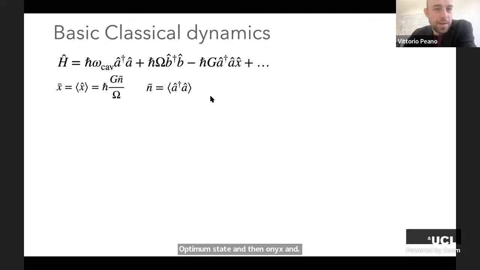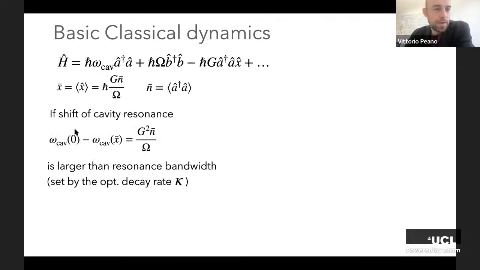Okay, this is historically also one of the first things that has been observed in a very pioneering experiment that I will cite later. So the idea is that, as I mentioned, if I shine light on my optomechanical system, this creates a number of circulating photons in the cavity. Since I have this circulating photon number n bar, this will displace the equilibrium position of my mechanical resonator. And in turn, this will then shift the cavity resonance.